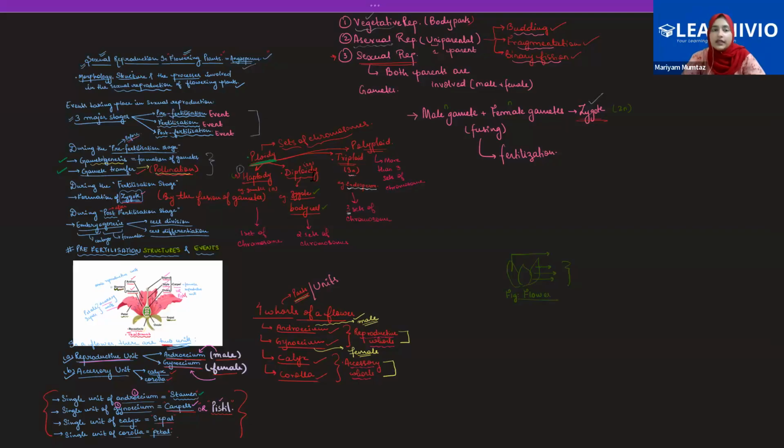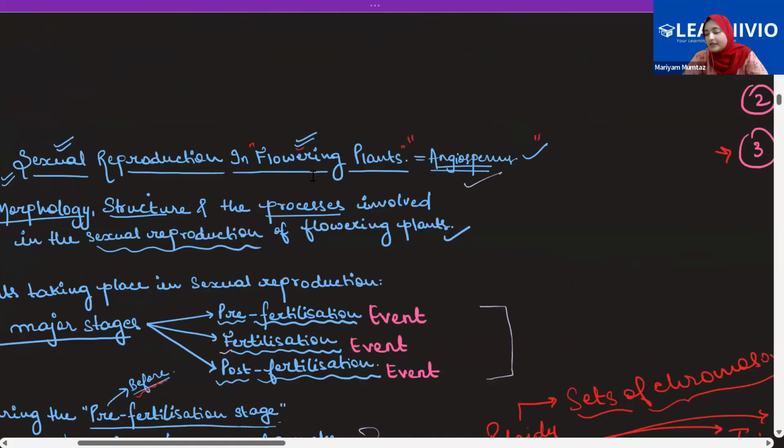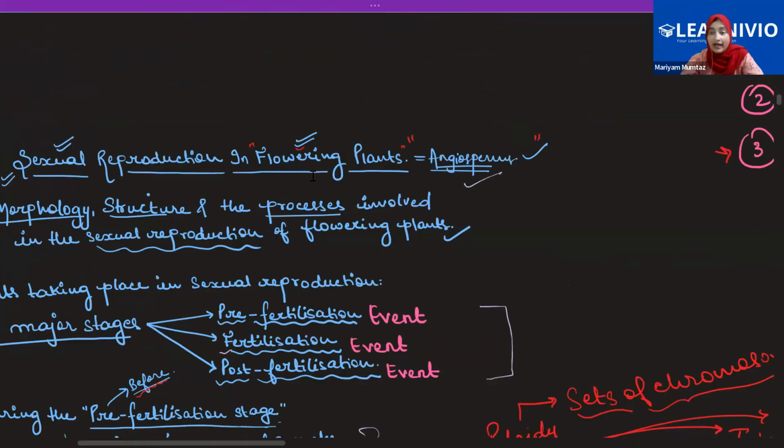So we will be talking about the sexual reproduction in flowering plants. Basically, why flowering plants? Because the flower in a plant is the organ of reproduction. It is one of the most important organs that a plant has, and it is very, very important as far as reproduction is concerned. Now, in this particular chapter, you're going to see all the things associated with the sexual reproduction process in flowering plants, such as the morphology, the structure, the processes, all of that.